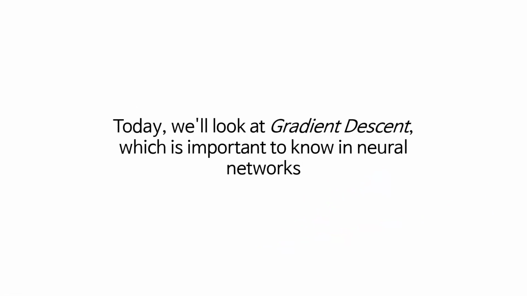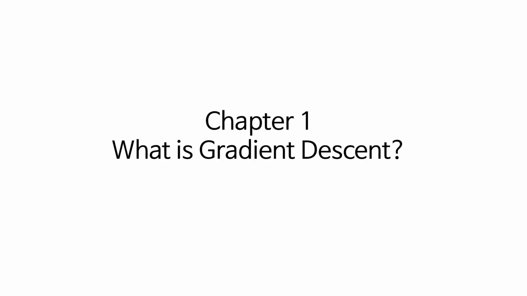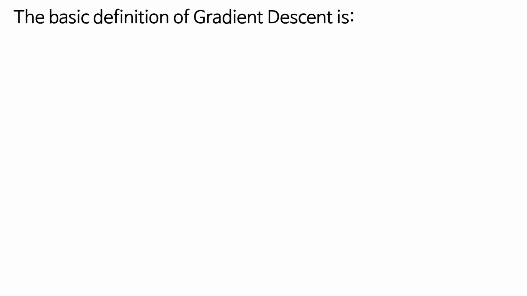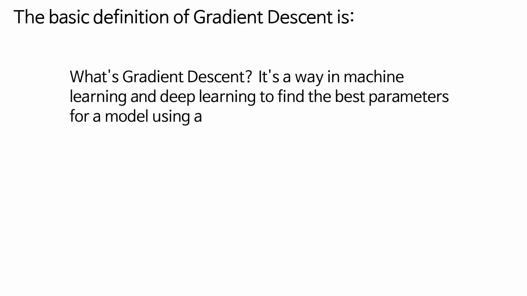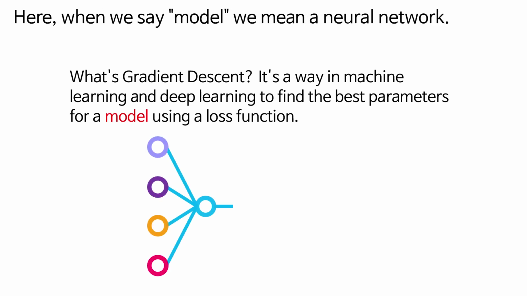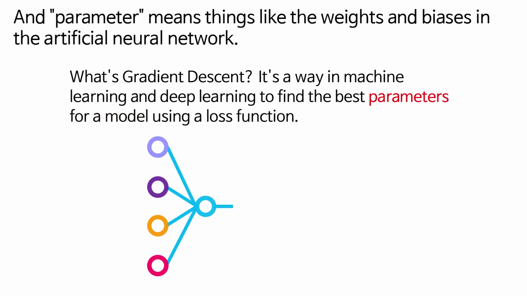Today, we'll look at gradient descent, which is important to know in neural networks. Chapter 1. What is gradient descent? The basic definition of gradient descent: it's a way in machine learning and deep learning to find the best settings for a model using a loss function. Here, when we say model, we mean a neural network. And parameter means things like the weights and biases in the artificial neural network.